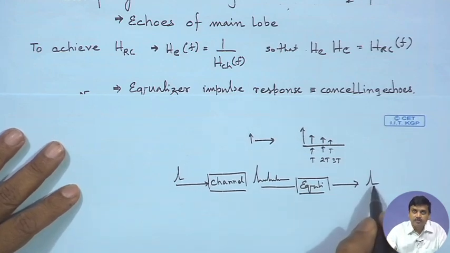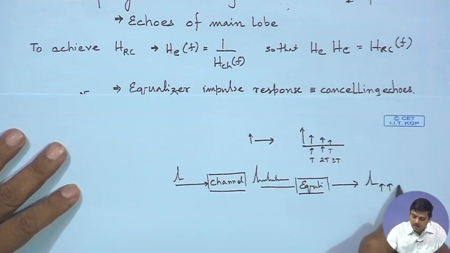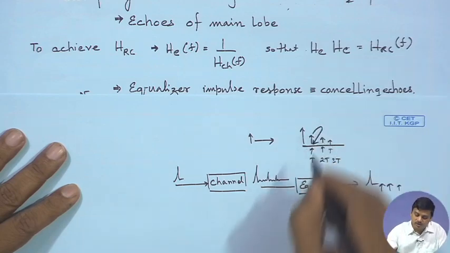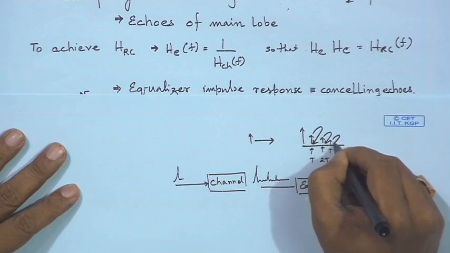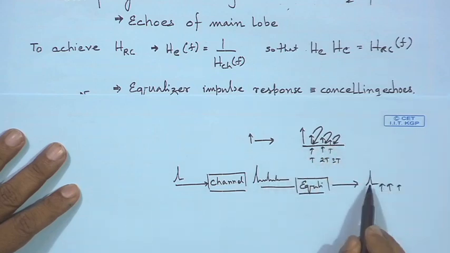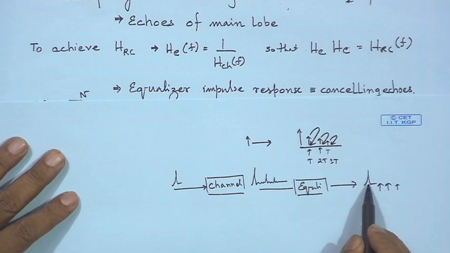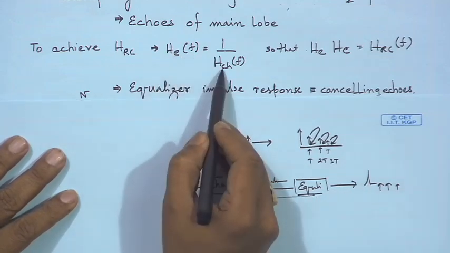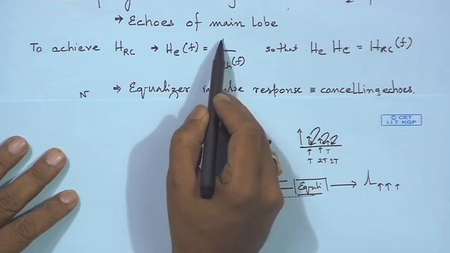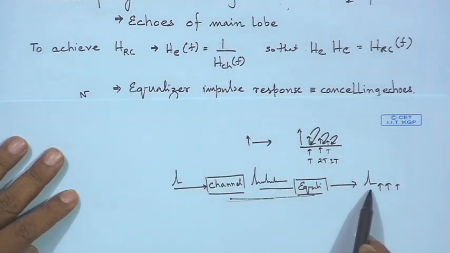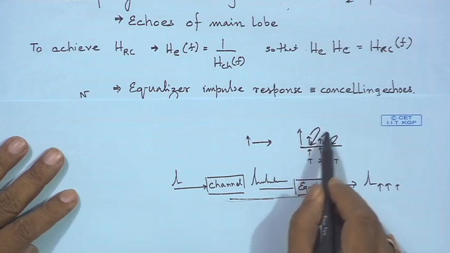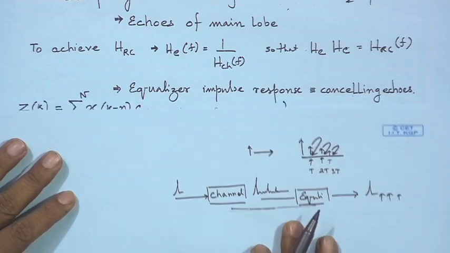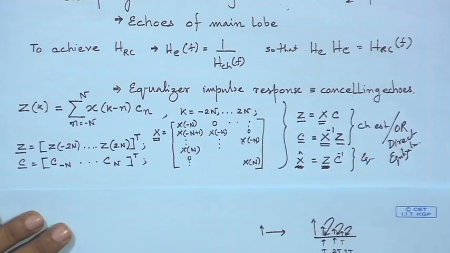So, if it produces an impulse, in that case all the echoes have been forced to 0. This echo has been forced to 0, this echo has been forced to 0, and you are left with an impulse. So, the combined transfer function, that is when H_E(f) multiplied by C(f) is equal to 1 in the frequency domain, is equivalent to an impulse in the time domain, since it pushes all the interfering pulses or the echoes to 0. This is also known as the zero forcing equalizer.